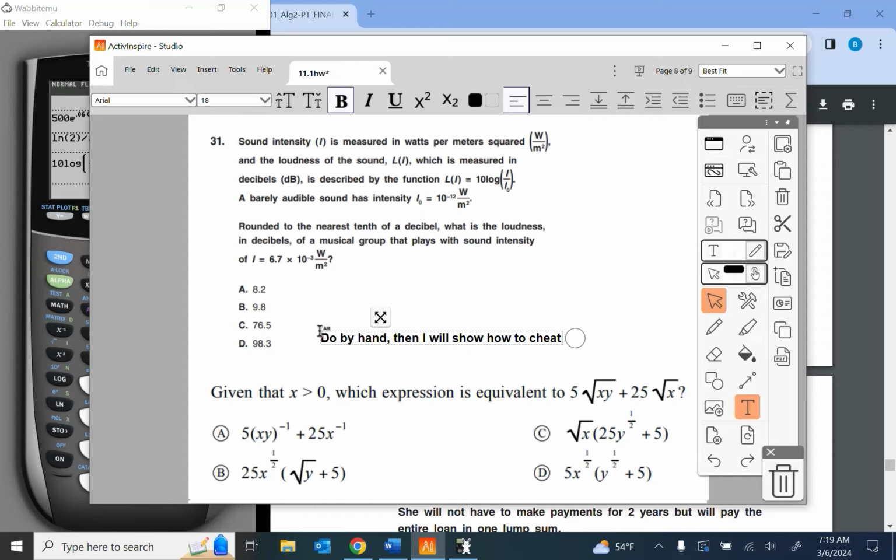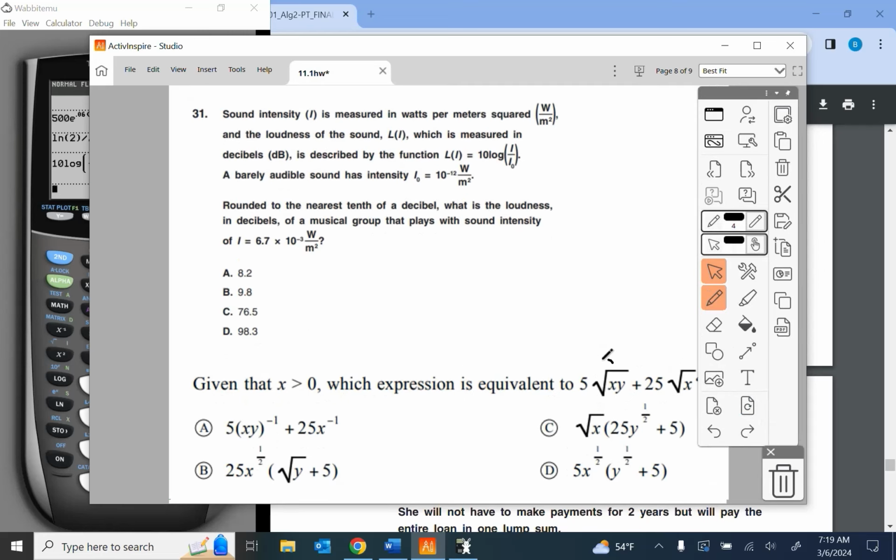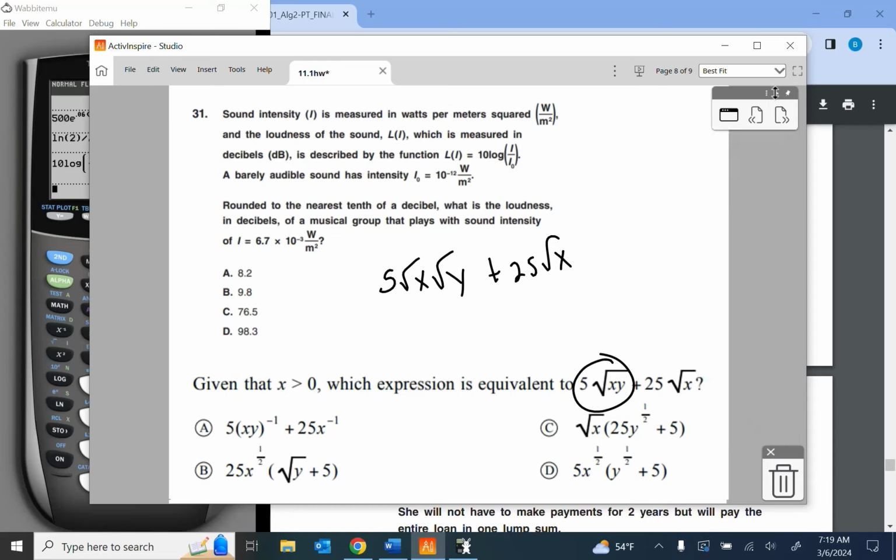Alright, which expression is equivalent to that? It's actually not a hard problem. A little weird looking, but what I'm going to do is rewrite this. It's actually a factoring problem. This is 5 root x root y plus 25 root x. Is there something there? Is that x raised to anything? No. I notice that both terms contain a 5, and I notice that both terms contain a root x.